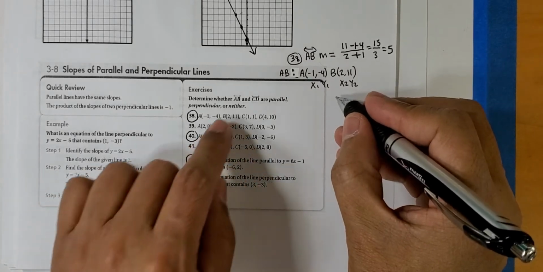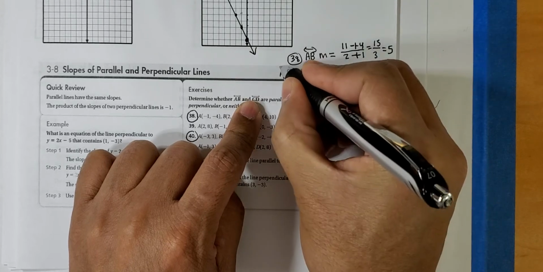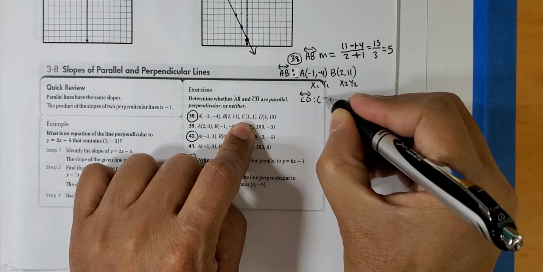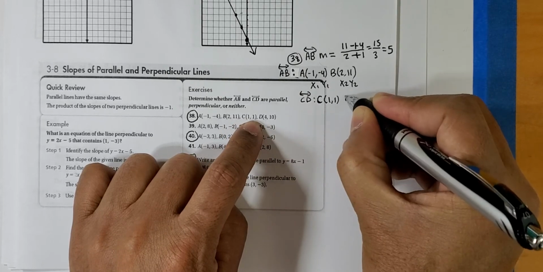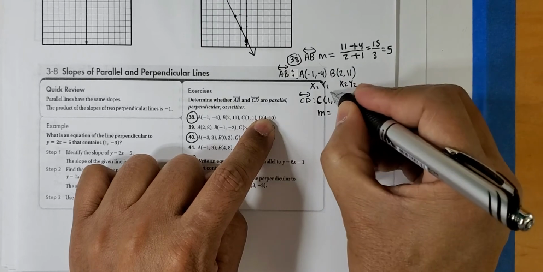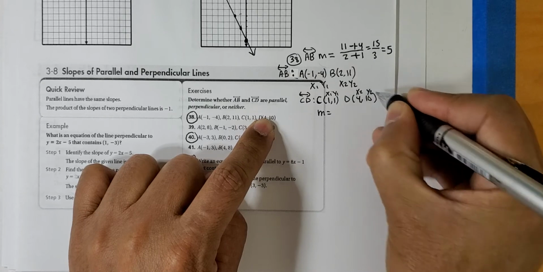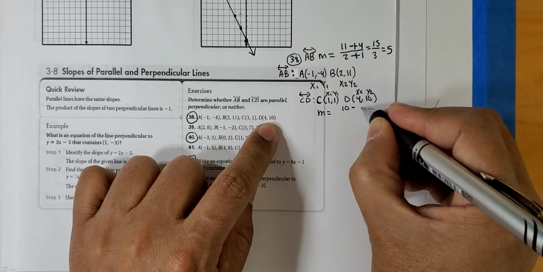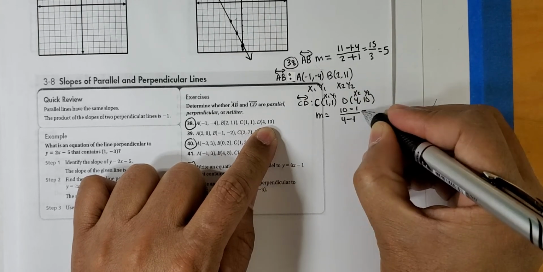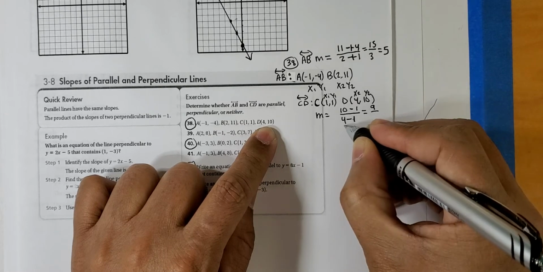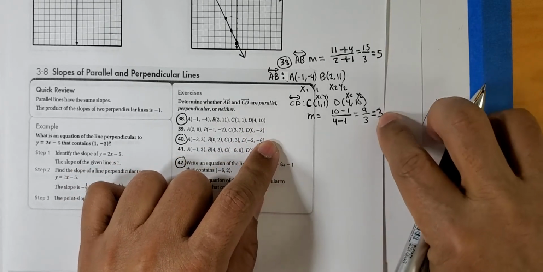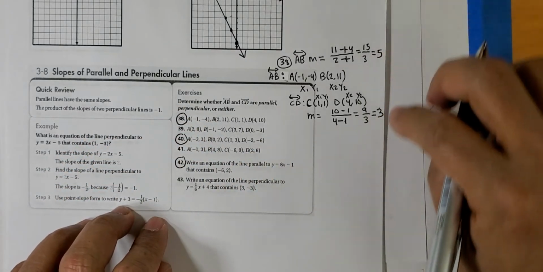Now let's find the slope of CD. Okay, so for line CD, you do the same thing. So point C has coordinates of 1, 1, and D is 4 and 10. So the slope, again, label x1, y1, x2, y2. So then this will be 10, this is y2, minus y1, which is 1, over x2, which is 4, minus x1, which is 1. So 10 minus 1 is 9, and 4 minus 1 is 3. 9 divided by 3 is 3, right?